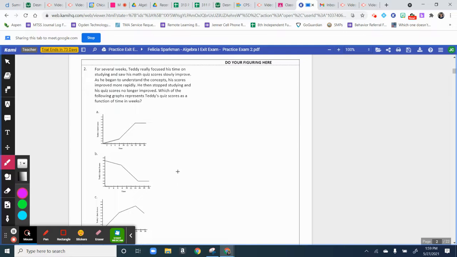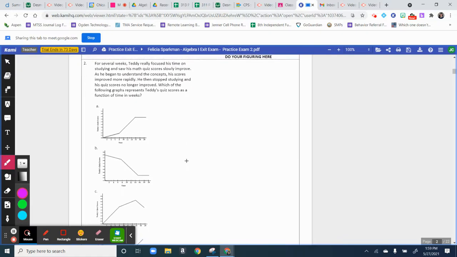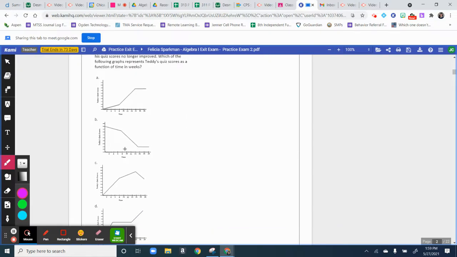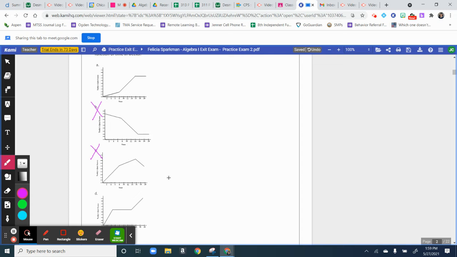So when we're looking at a function of time, we're looking at the relationship between time and scores. So time is going to be the x, and the scores is on the y value. If we look at B, the time doesn't start up here. And this shows a decrease, and he never said that his scores went down. So it cannot be B. C also has a decrease in it, so it's not going to be C. So when you're doing tests like these, you should always try to eliminate answers right away. All right, now we're looking between A and D.